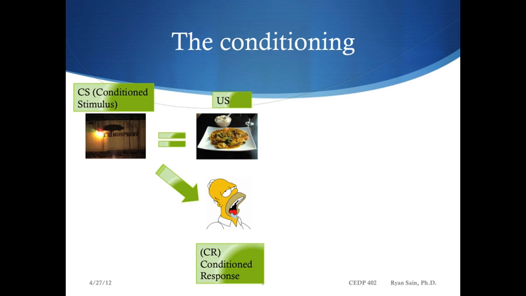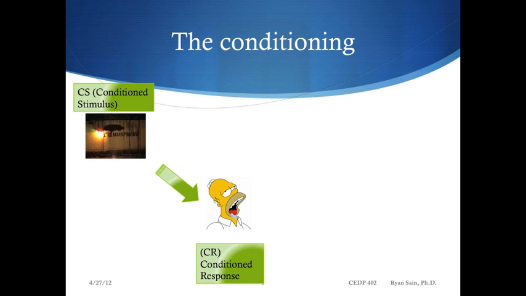Notice that if you go back to that previous slide, Homer salivating was actually the unconditioned response. It is an unconditioned response if it happens to the US. If it happens to the CS, it's a conditioned response. So again, the CS produces a CR, a US produces a UR. Pairing the US and the CS, which is what you're seeing here, will cause that CS to eventually produce that conditioned response. In other words, now we don't need the US.